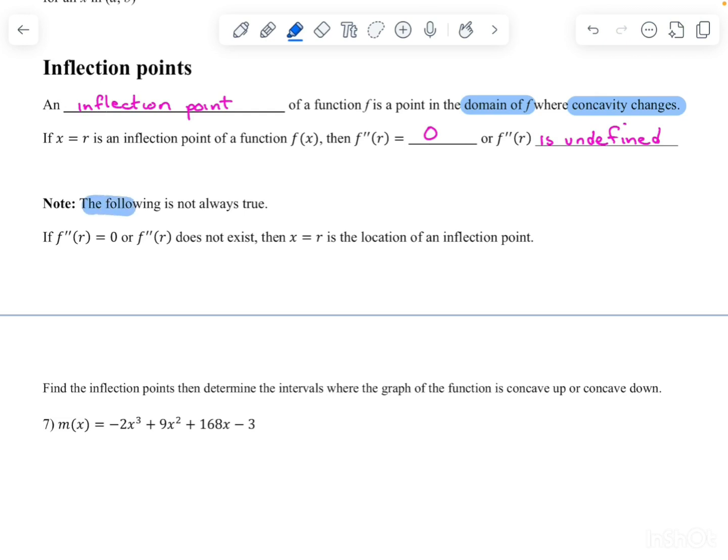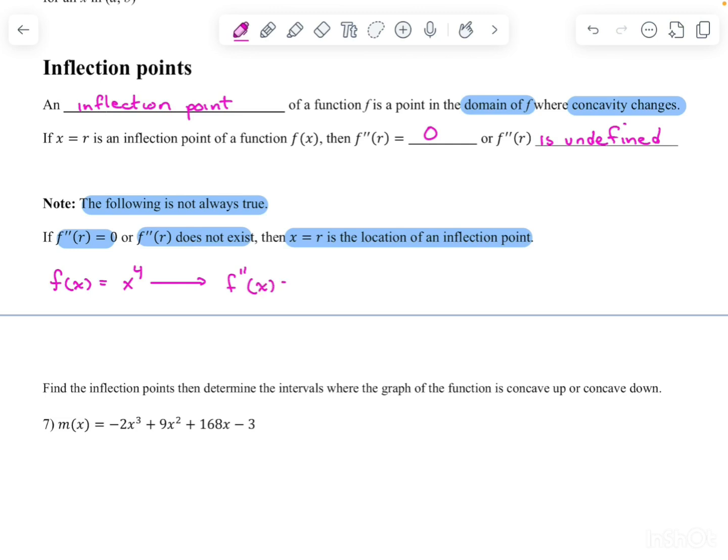So this leads to the following not always being true. If the second derivative at r is equal to 0, or the second derivative at r does not exist, then x is equal to r is the location of an inflection point. To demonstrate my point, I'm going to show you the function f of x is equal to x to the fourth.